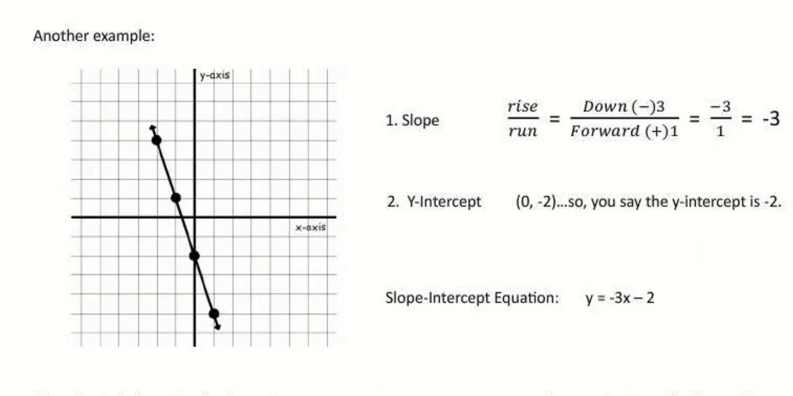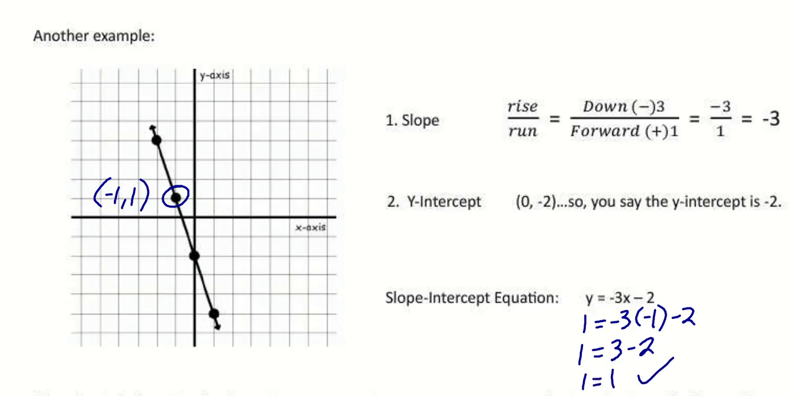And again, you could do a quick test. So say we choose this coordinate right here. That coordinate is at -1, 1. So I'm going to take my equation. The y value from the coordinate is 1. The x value is -1. So 1 equals -3 times -1 is 3, minus 2, 1 equals 1. It works, it checks out. So that's, again, where you can test it.